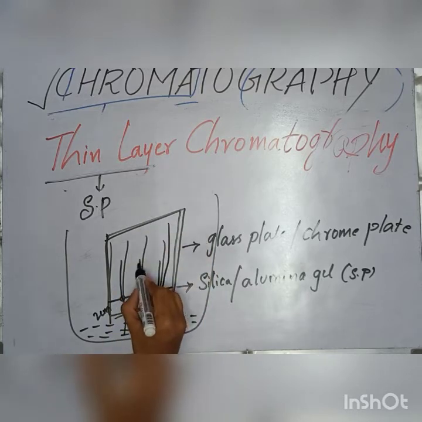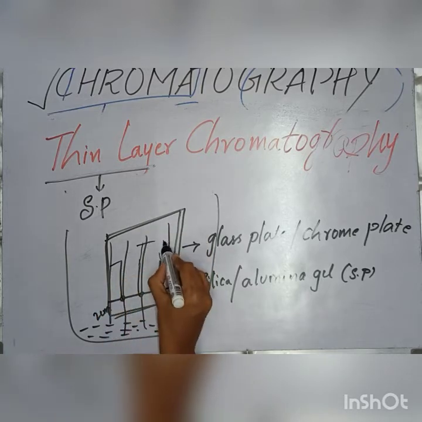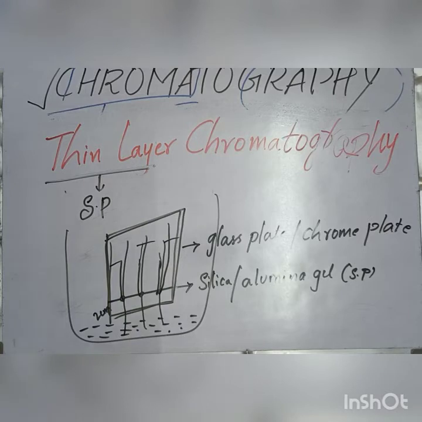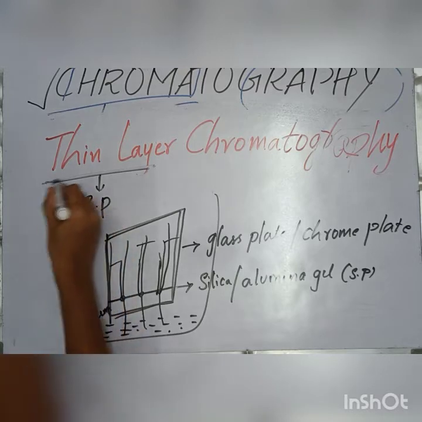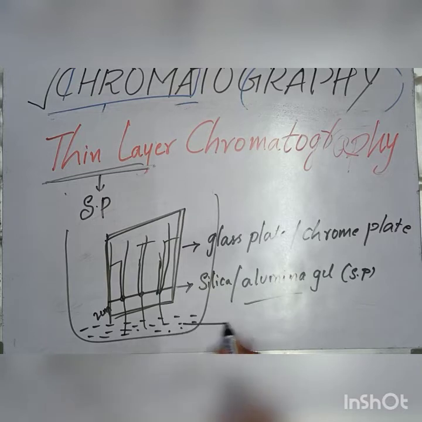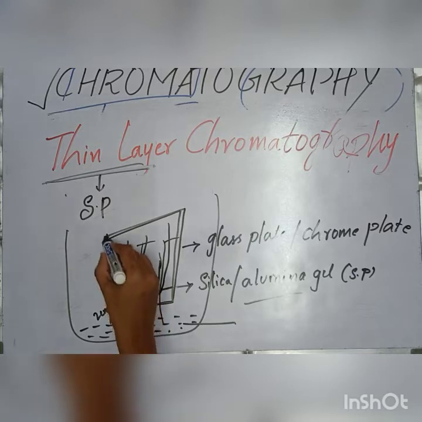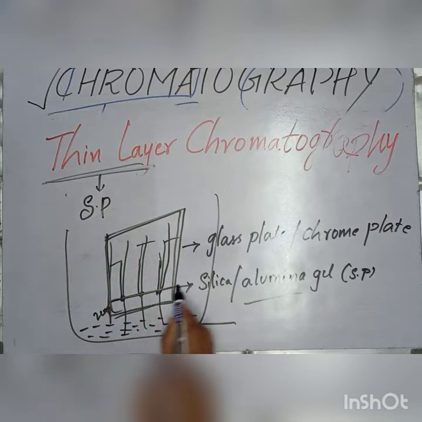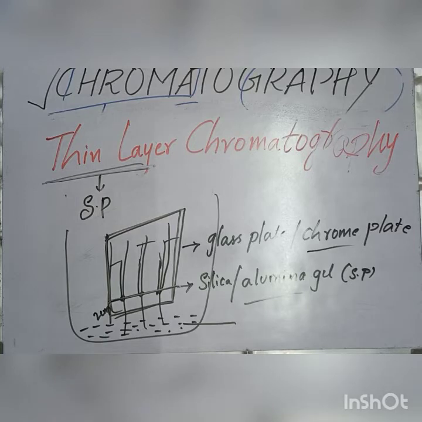By measuring the distances traveled by the solutes or sample molecules, we can identify the components in a mixture and even separate them. So this is about thin layer chromatography. It also has a stationary phase and a mobile phase. In column chromatography we introduced the sample in the column; here we are loading the sample on the glass plate, which is nothing but the chrome plate.